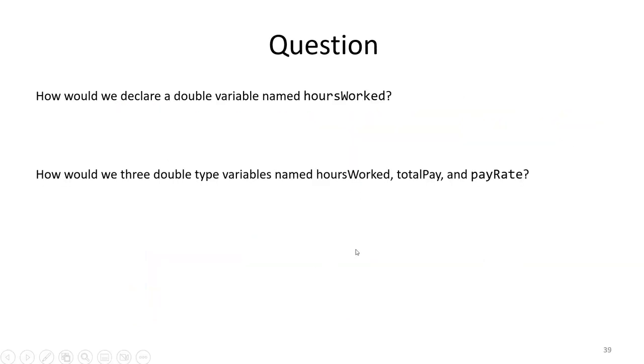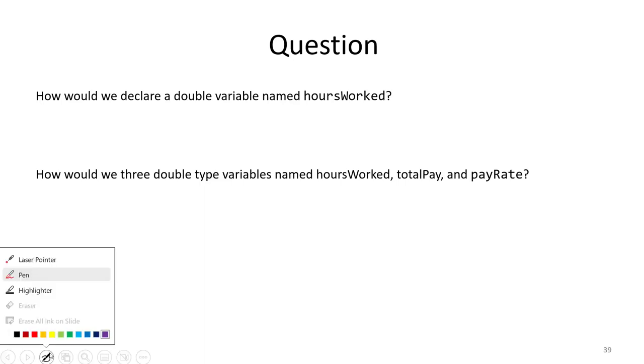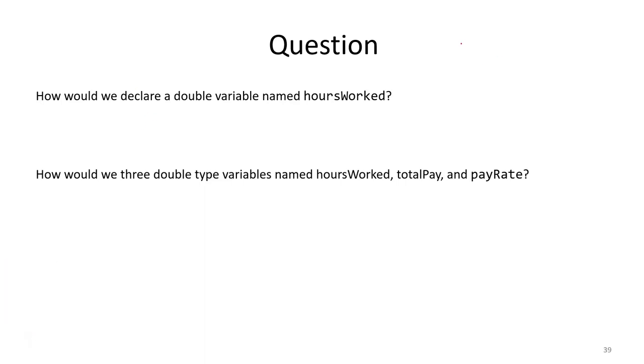Let's do a couple quick examples. If you'd like, you can pause the video and give this a try. First one, how would we declare a double variable named hours worked? That kind of sounds like what we need to do in our sample program, doesn't it? Well, to declare the variable, we just say the type name and then the variable name, and then a semicolon. So in this case, we would say double, have a space, and then hours worked.